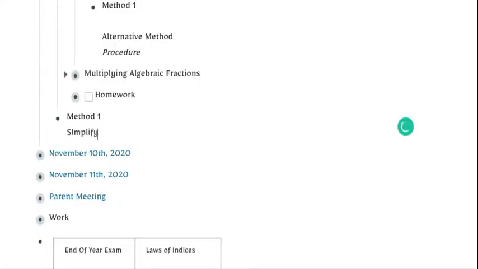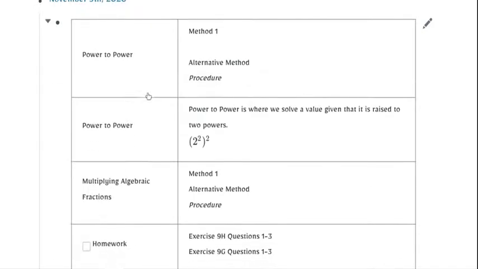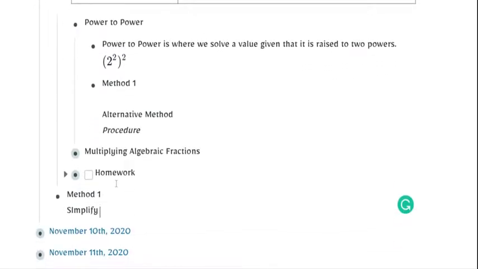Sir? Yeah? What's the topic? We're talking about power to power. Let me scroll up. Power to power. And the general topic was laws of indices. So we're continuing from last class. Remember what I said? Yeah. So we're going to learn the first method. So method 1. Simplify this algebraic expression.